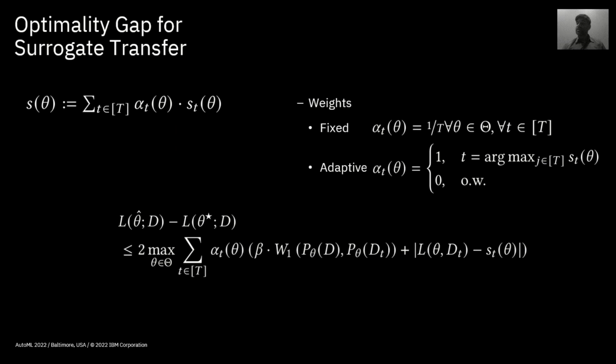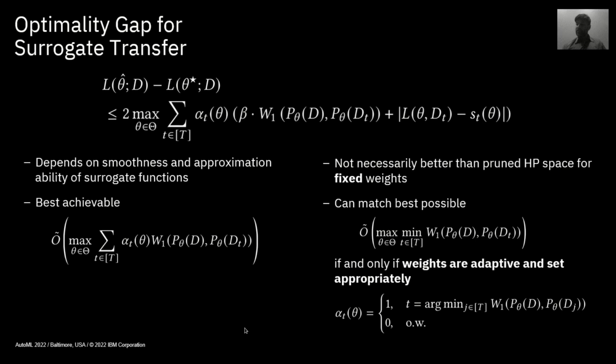Often, a weighted sum of the source surrogate functions is used to warm-start the HPO on the target task. In this case, the weights can be fixed across all theta per task as shown here, or the per task weights can be adaptive, potentially varying with theta. The optimality gap can then be bounded as posted on the bottom. At a high level, this bound depends on the smoothness and approximation ability of the per source task surrogate functions.